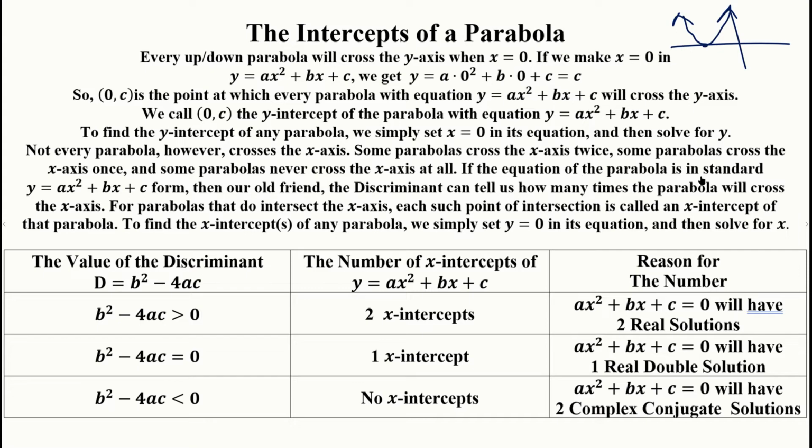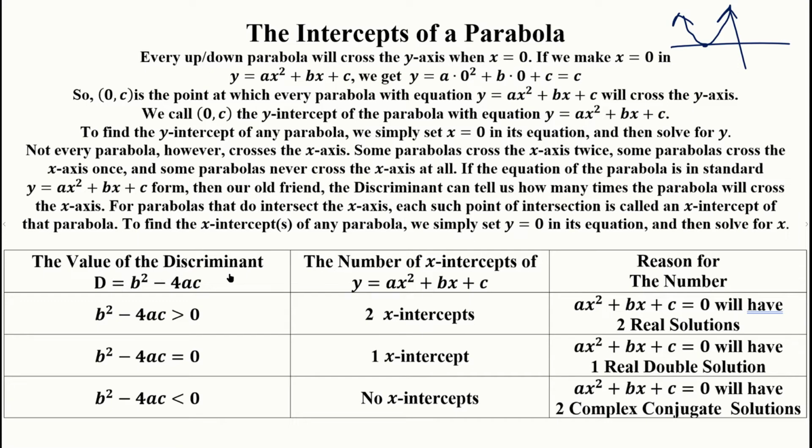Now, if the equation of a parabola is in standard form, y equals ax squared plus bx plus c, then we have an old friend, if you recall, the discriminant, which can tell us how many times the parabola will cross the x-axis. For the parabolas that do intersect the x-axis, each such point of intersection is called an x-intercept of the parabola. And to find the x-intercepts of any parabola, we simply set y equals 0 and solve for x.